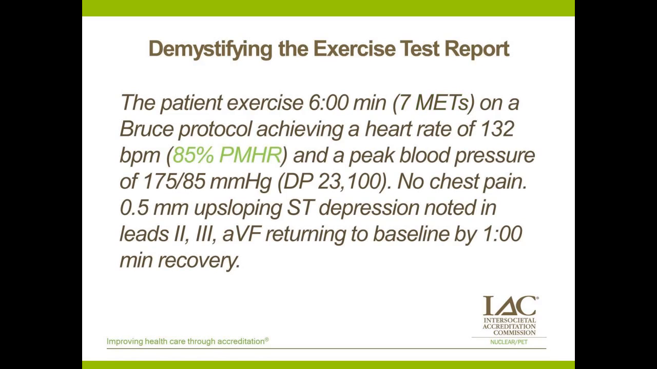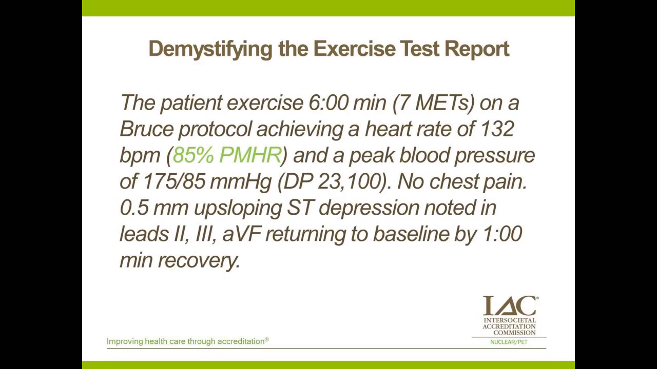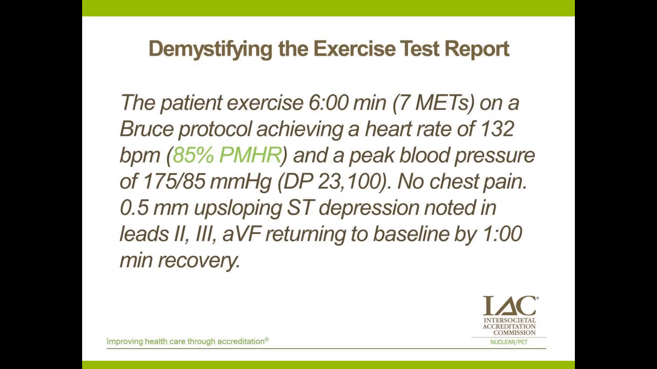What does 85% predicted maximum heart rate mean? As you saw from those slides we looked at, the predicted maximum heart rate for an individual is 220 minus their age. You can see how that takes into account the fact that as we age, we can really only achieve lower heart rates. So in order for a test to be considered diagnostic, we generally look for a heart rate that is at least 85% of predicted maximum heart rate, or 0.85 times 220 minus the person's age.